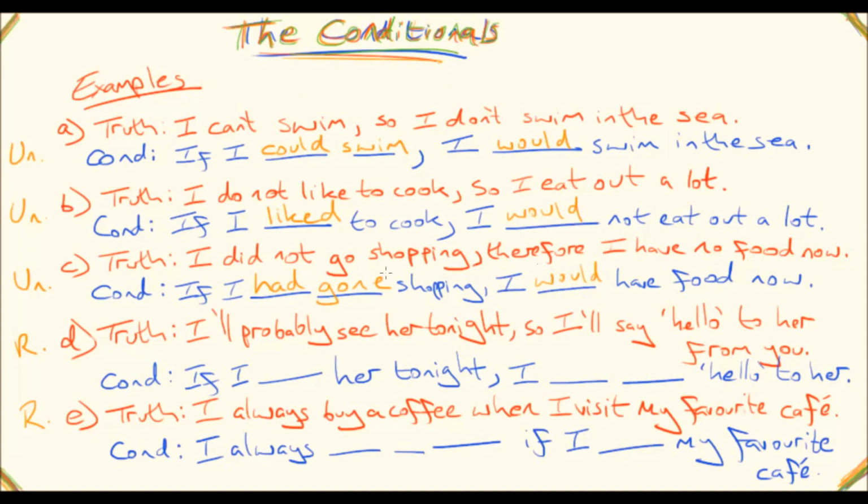Now we've got a couple of real conditionals, or supposed conditionals. I'll probably see her tonight, so I'll say hello to her from you. Now this is a real situation. I think, there's a good chance I might see her tonight. So, quite simply, if I see her tonight, we don't have to do anything crazy with the tense there. And, well, hey, we're talking about the future, so let's stick with the future. We don't need to use would or anything like that. We're just going to keep it the same, basically.